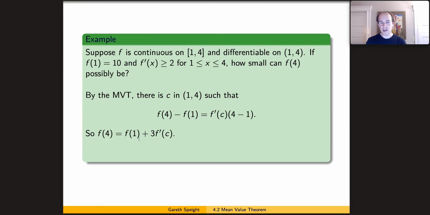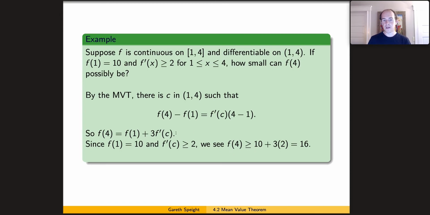So we have f of 1 is 10, and then we have 3 times something which is bigger than 2. So we're going to get an inequality for f of 4. f of 4 is going to be equal to first term 10, then f prime of c is bigger than or equal to 2. So we get 10 plus 3 times 2, we get 10 plus 6, we get 16. Okay, so f of 4 is bigger than or equal to 16. So this is the smallest that f of 4 could possibly be.